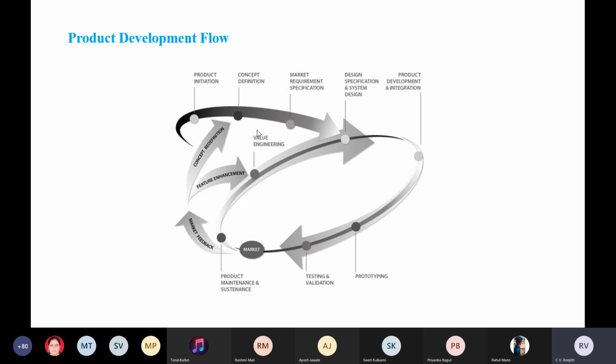Then you will go to the concept definition phase, and this is the phase where we need to do the technical feasibility study. Now you have got a lot of details: you know what a customer wants, and you know what competitors are offering. So we need to see whether it's technically possible for us. Sometimes some concepts may be difficult to implement. It may take too much time, or the cost to implement is also high.